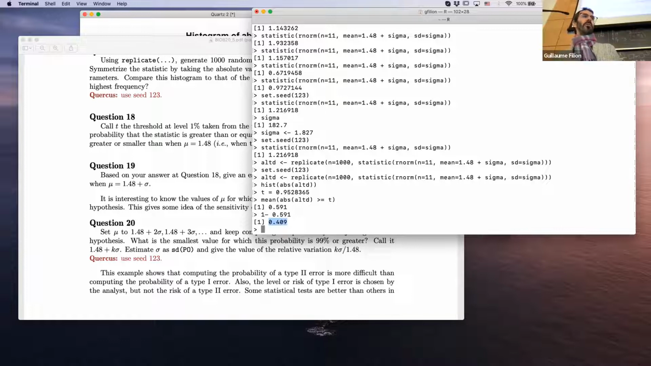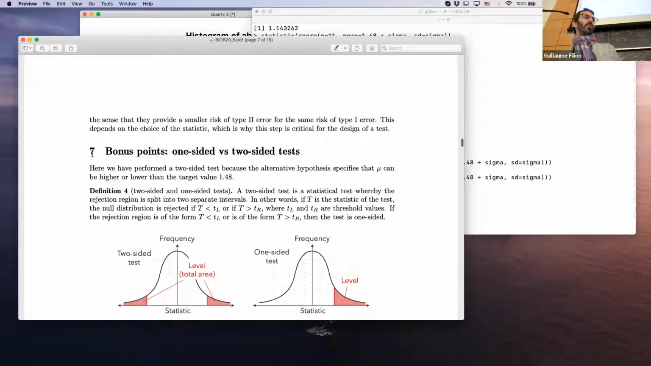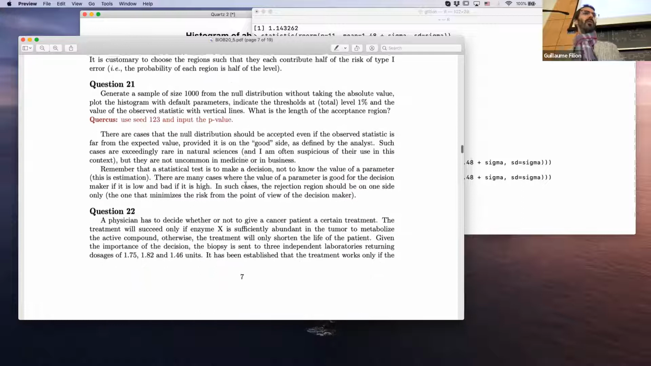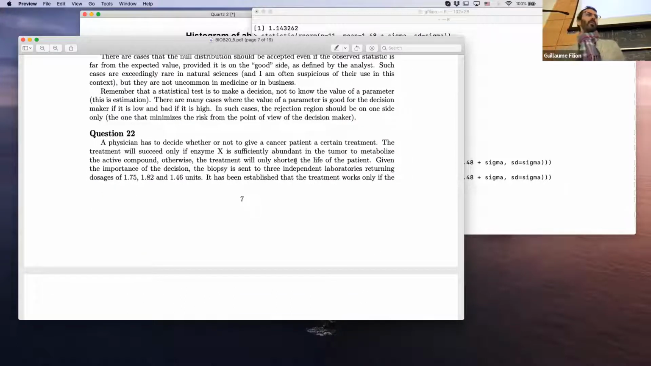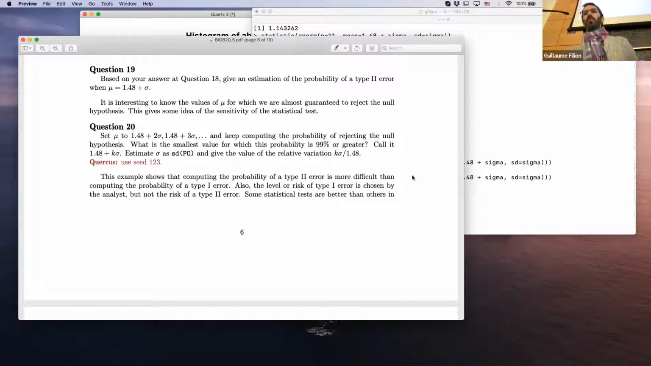Well, we're going to stop here. Time's up. So you still have question 20 to finish. And if you're interested, look at section 7. But that's it for today. And I think that will give you just a small amount of work before the midterm.